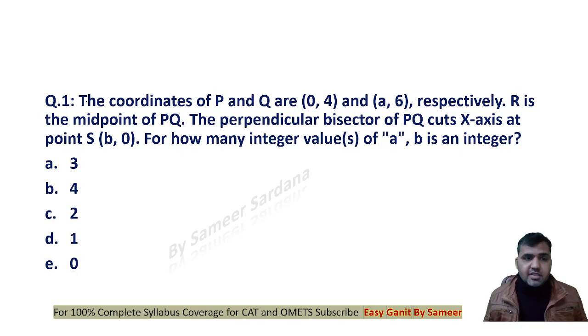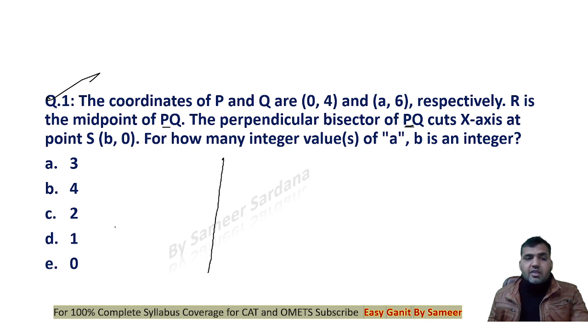Question number 1, guys. This is a previous year XAT paper question of coordinate geometry. Amazing question. The coordinates of P and Q are (0, 4) and (a, 6) respectively. R is the midpoint of PQ. The perpendicular bisector of PQ cuts the x-axis at the point S (b, 0). For how many integer values of a is b an integer?